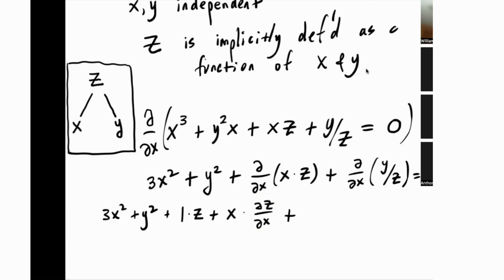Let's move to the next term. D by dx of y over z. Well, y is a constant, so I could just pull that out. And then I'm going to have d by dx of 1 over z. So let's see, pulling out the constant y. And if I differentiate 1 over z, that's minus 1 over z squared. And then by the chain rule, dz dx.